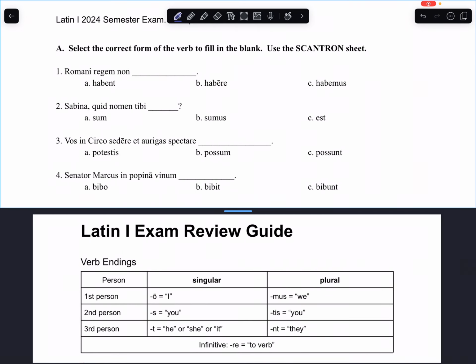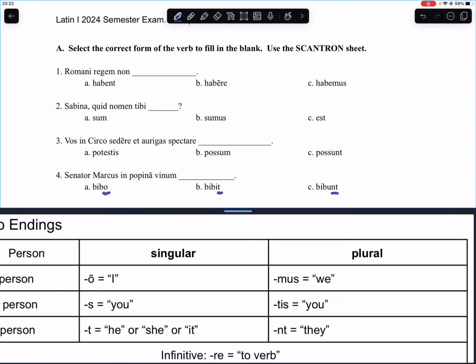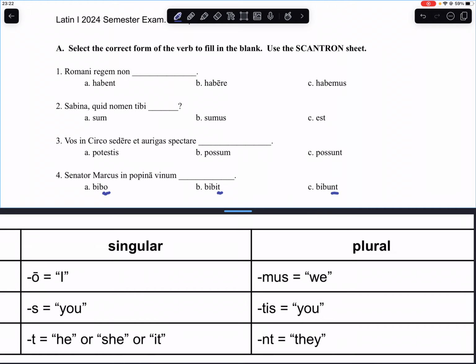Let's take a look at number 4. The sentence reads, Senator Marcus in Popina Venum, and then there's a blank here. So if you look at the endings of the verbs, you'll see that they all have a different ending, and each one of these endings corresponds to one of the endings on this chart. So if we go with the first one, Bebo, right? This is the pronoun I. Bebit is the pronoun he or she or it. And bebunt with this nt is going to mean they.